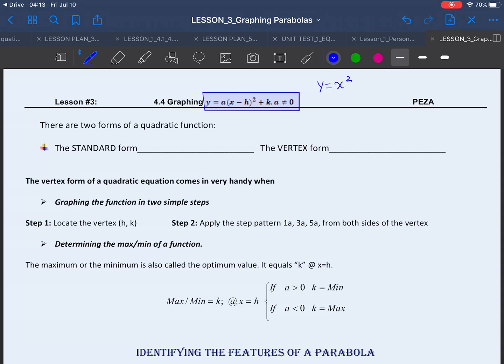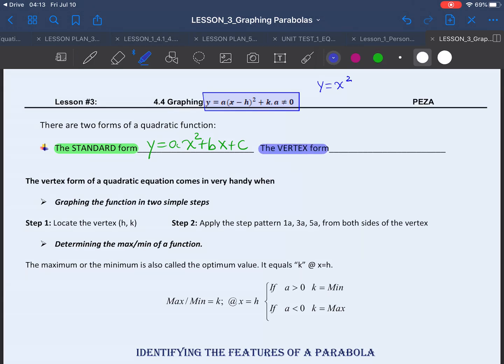So let's get started. As we have mentioned, there are two forms of a quadratic relation. One is what we call the standard form, and the standard form is y equals ax squared plus bx plus c. In standard form, we list the terms from highest to lowest degree. So degree 2, degree 1, degree 0, because x here is to the power of 0, it's the constant term.